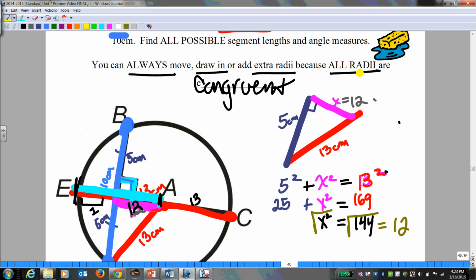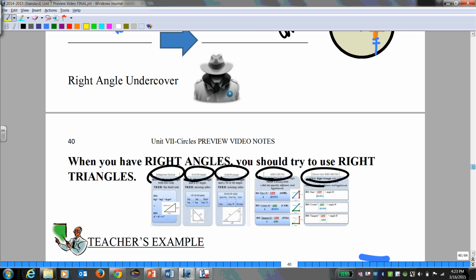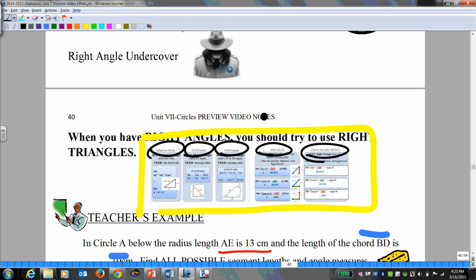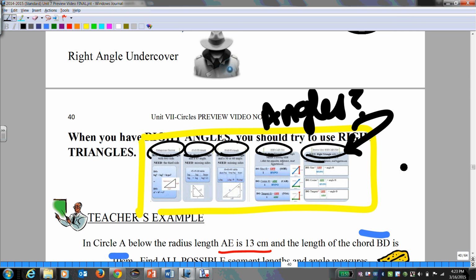Because look what I asked you to also find. Angle measures. But Miss Way, there's no angles. How can I find angle measures? Remember, you have a right triangle. If you have a right triangle, there are 5 different tools you can use. Looky here. So you ask yourself, which one of these 5 tools are going to help you find angles? That's going to be inverse SOHCAHTOA.